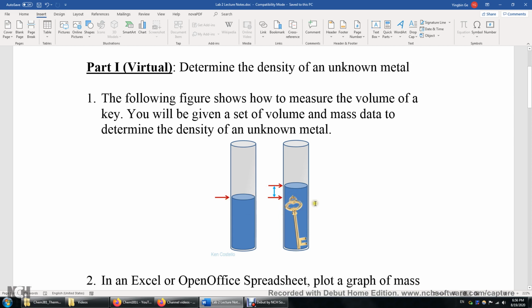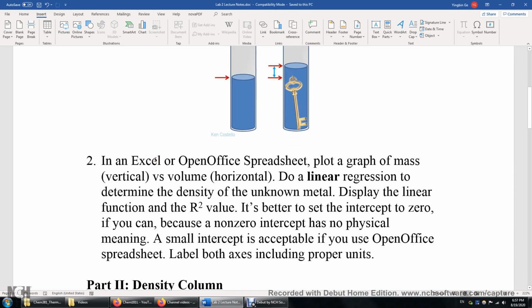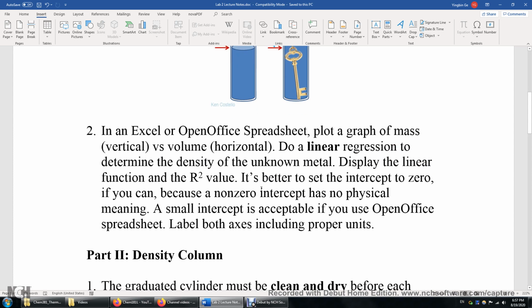But in this part, you will be given the volume and mass data. And then, using Excel or OpenOffice, you can enter those data and plot a graph. Make sure you have volume as your horizontal axis. Mass is the vertical axis. So really, the left column should be volume. The right column should be mass. And then you do a linear regression, display the linear function, and also the r squared value.